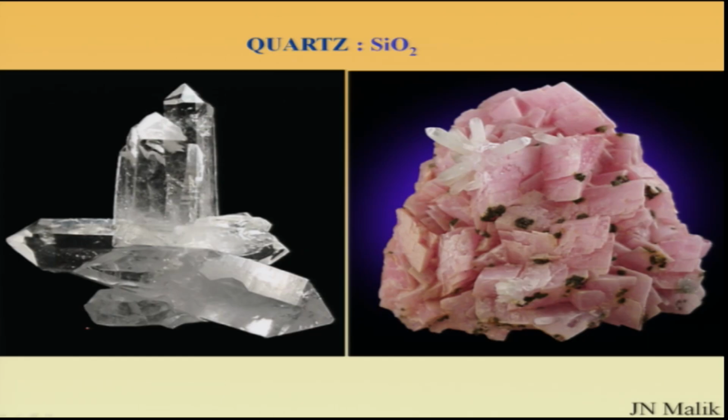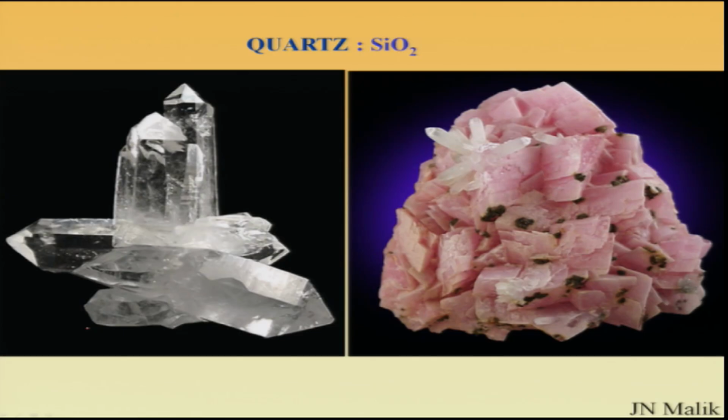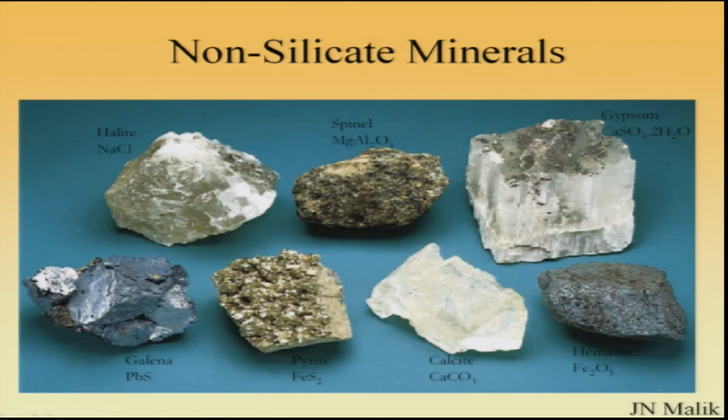Then we have quartz, mostly silica, silicon oxide. So, we have crystal structures which are very definite. This is a rock crystal, and this is the pink variety of quartz. Then we have discussed a little bit about the non-silicate minerals, which are mostly formed because of precipitation or solution activities. We have halite, galena, pyrite, calcite, etc.